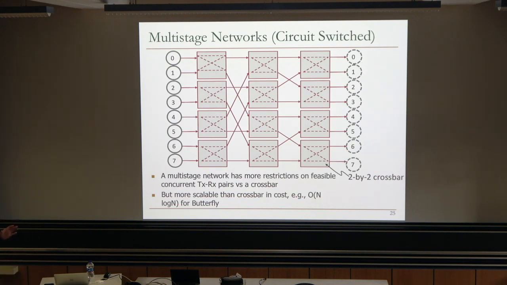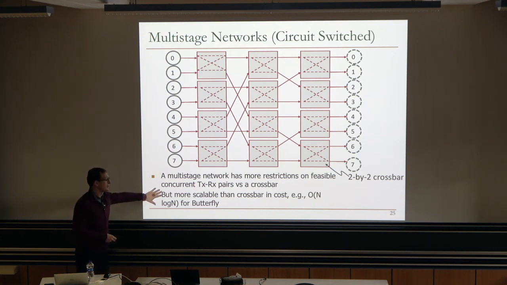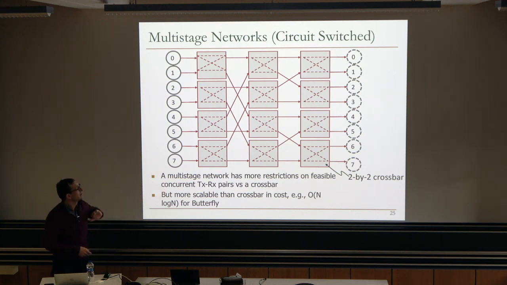Okay, so let me give you another example of a different design choice. So this is a multi-stage network. This is actually Butterfly. This is a different example. You can see the connections are this way. Clearly, as I said, a multi-stage network has more restrictions on feasible concurrent transmitter-receiver pairs versus a crossbar. That's hopefully obvious. But it is more scalable than a crossbar in cost. Basically, you get all n log n in many of these networks, as opposed to n squared. And that's why it's more scalable.